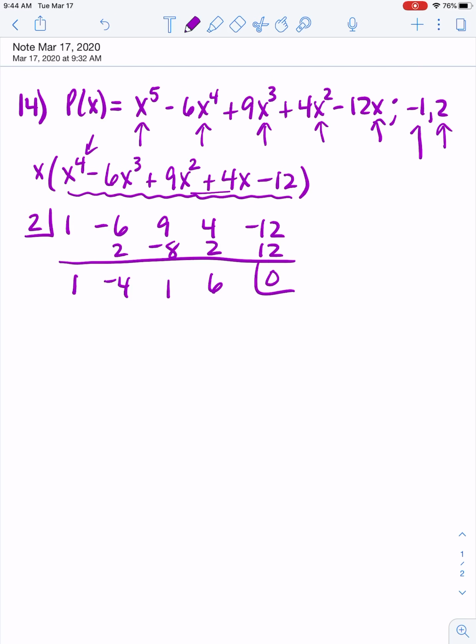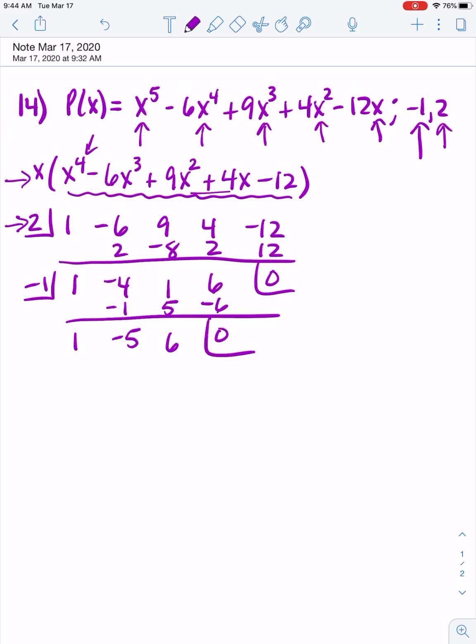And then I'm going to use my other zero over here, -1. Do my synthetic. And again, I get 0. So I took out an x over here, right? That brought my polynomial down to a fourth degree. Then I did synthetic here. This brought it down here to a cubic, right here. And then lastly, it brought it down here to a quadratic. So I'm left with x squared minus 5x plus 6, right?